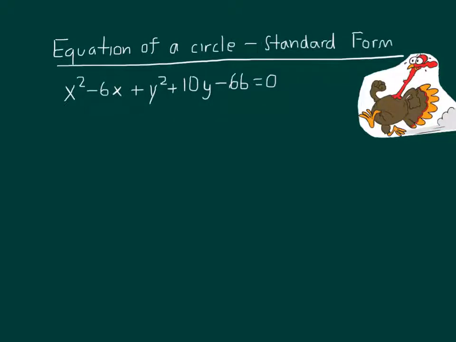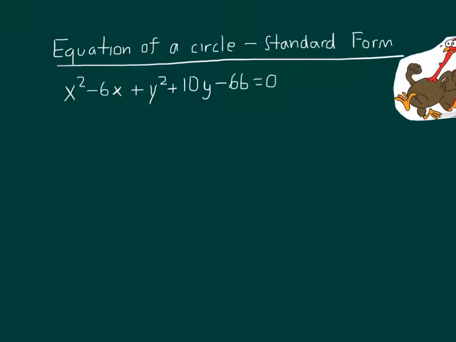Okay, welcome. We have an equation of a circle in standard form, which is the not so standard form for most people. We're used to seeing the circle in center radius form, where we can easily pick out the center and the radius. So this is an equation of a circle, even though it doesn't look like one to you. We're going to transform this equation into one we're used to seeing, and that turkey is still there.